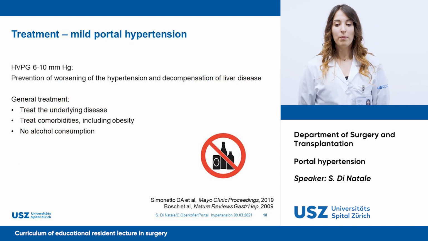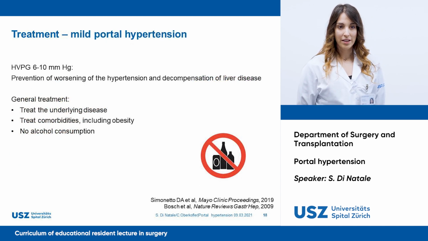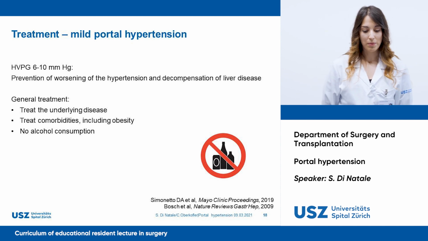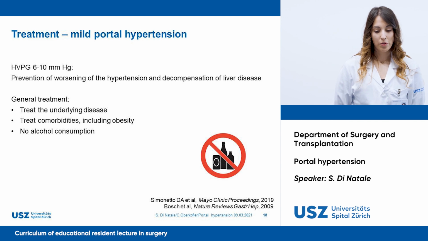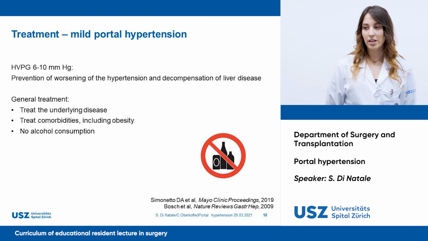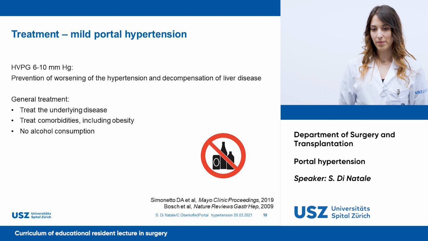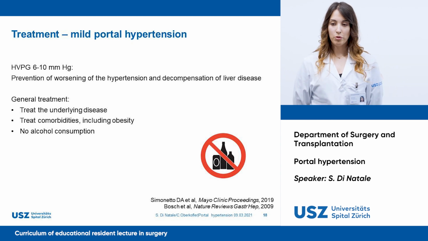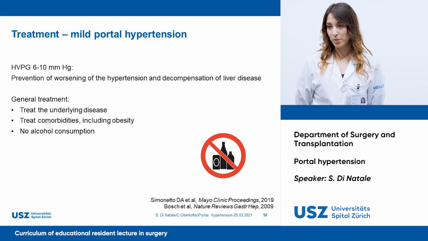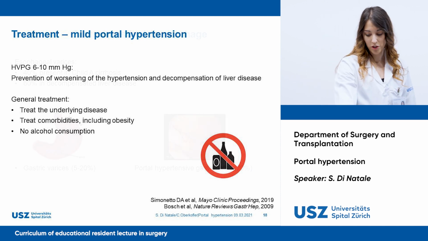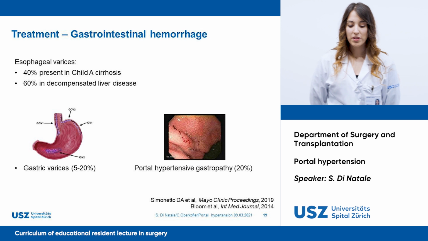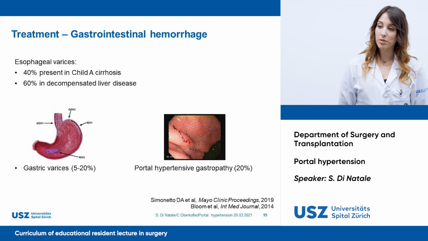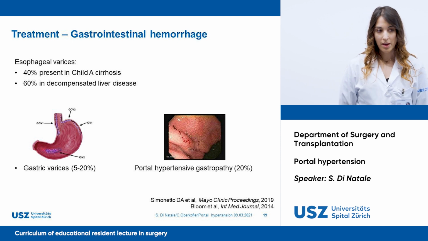Now, the treatment of mild portal hypertension, defined as a hepatic venous pressure gradient between 6 and 10 millimeters of mercury, is the prevention of worsening portal hypertension and decompensation of liver disease. The treatment includes treatment of the underlying disease, treatment of comorbidities such as obesity, and no alcohol consumption. The treatment of severe or advanced portal hypertension is the treatment of complications.